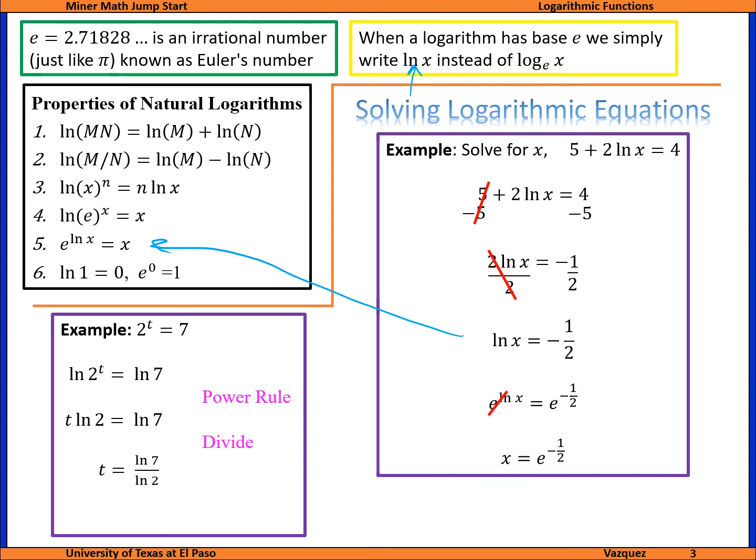And that's our answer. You could leave your answer like this. But if they're asking for a number, maybe rounding to some decimal places, you can plug it into a calculator and it'll give you that t is equal to 2.81.